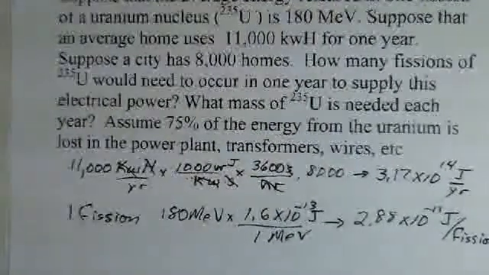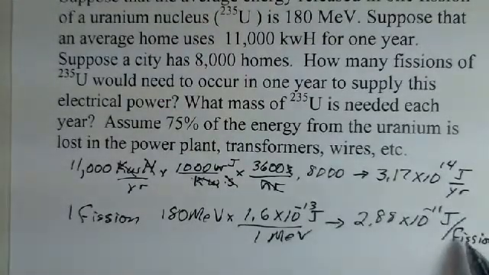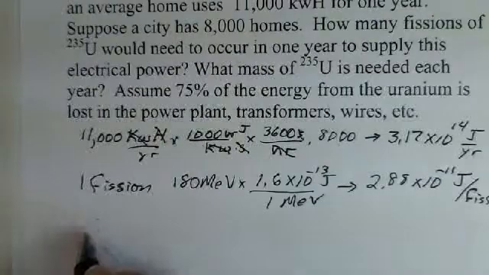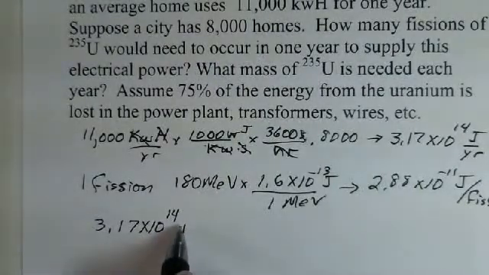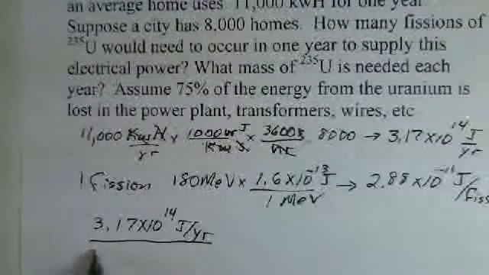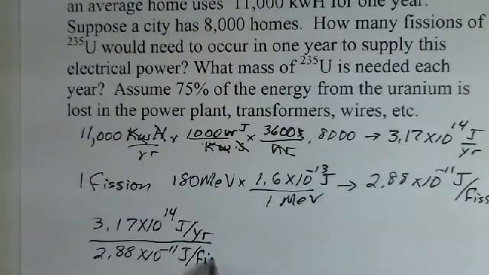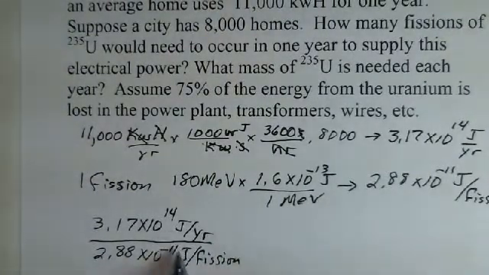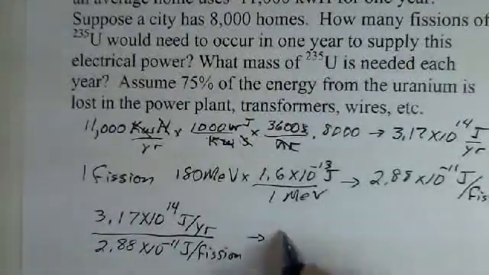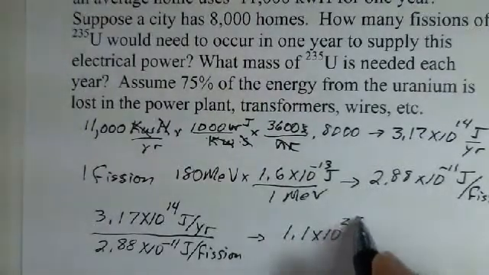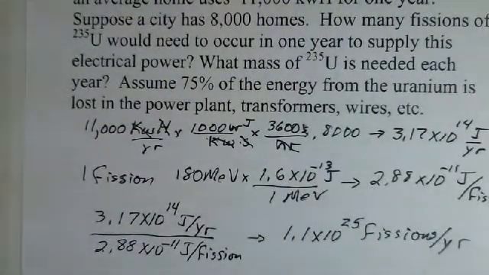So for the number of fissions, we know the joules per year that we need to have. We're going to divide by the joules per fission. So 3.17 times 10 to the 14th joules per year is needed. We're producing 2.88 times 10 to the minus 11 joules per fission. So the joule units will cancel, and we'll have units of fissions per year when this is finished. And again, you ought to check this. 1.1 times 10 to the 25th fissions per year. So that's the number of fissions per year.